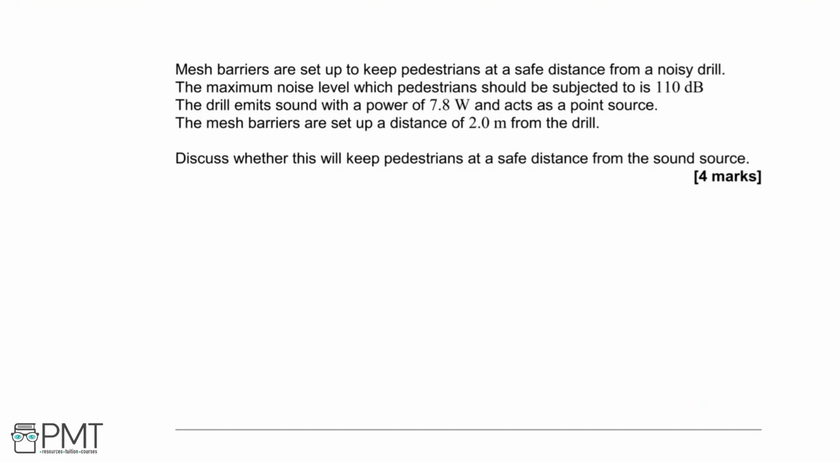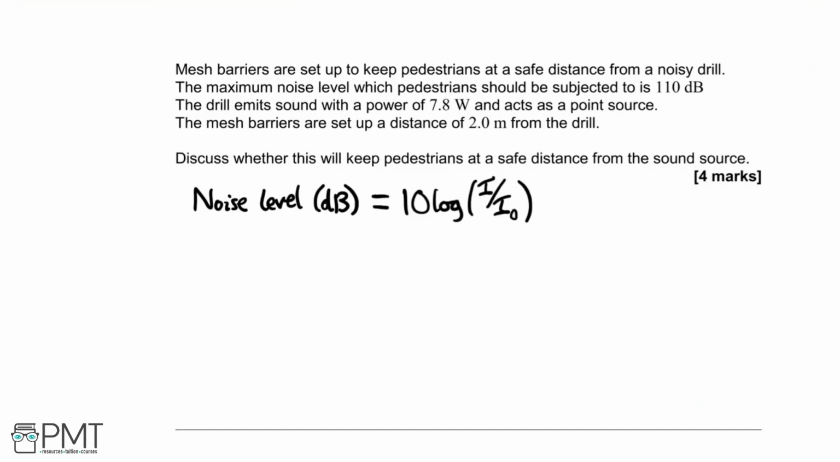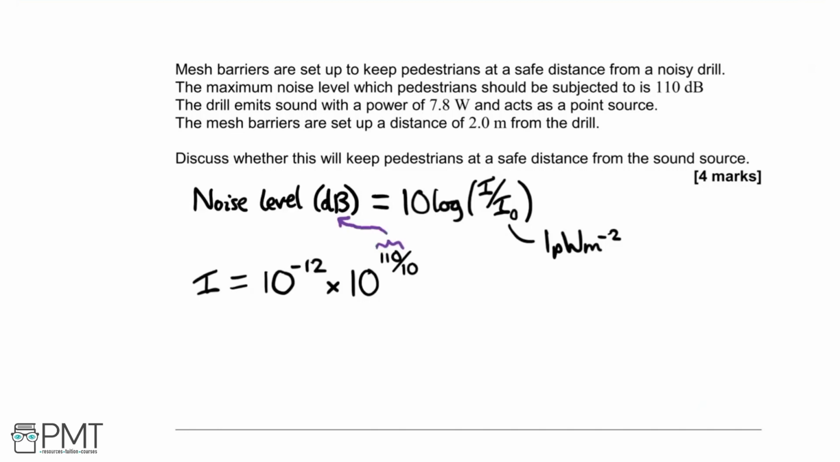So the first thing that we want to do is write down the equation linking the noise level to the intensity. And the important thing to note here is that I0 is a set value of 1 picowatt per meter squared. So let's rearrange this to make I the subject. So here we have the noise level being 110 decibels, as we said, and 1 picowatt per meter squared being 10 to the minus 12 watts per meter squared. So calculating that value, we end up with an intensity of 0.10 watts per meter squared.